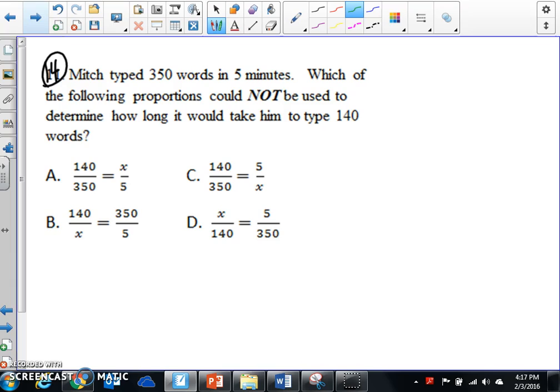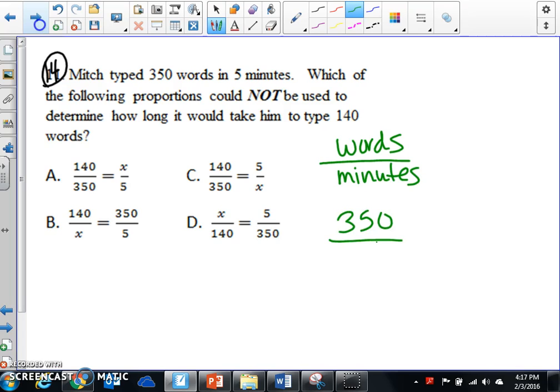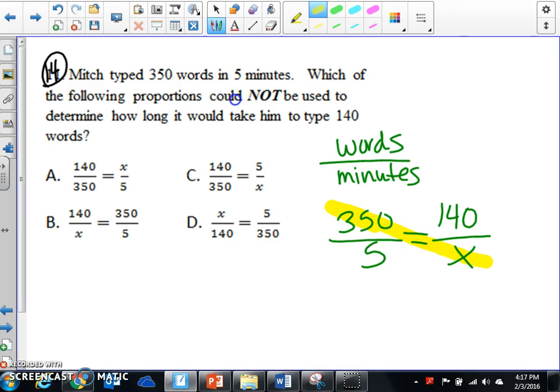Mitch typed 350 words in 5 minutes. Which of the following proportions could not be used to determine how long it would take? All right, so we've got words over minutes. So 350 words for 5 minutes. The other one says 140 words. Words is on top. So this is our original. Remember, I always look at X. Who does X belong with? X always belongs with 350. So X is with 350, we good. X is with 140, not good. So that's probably going to be my answer, but I'm going to keep on checking.